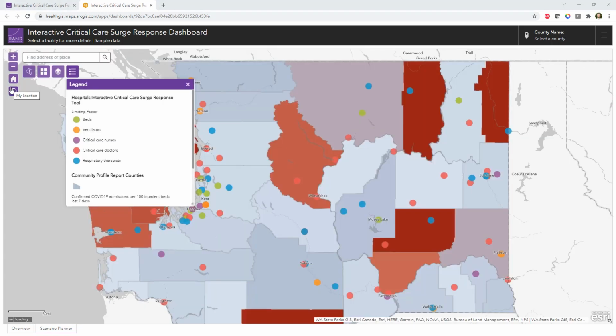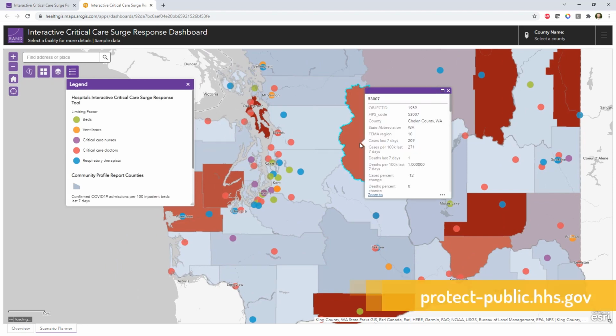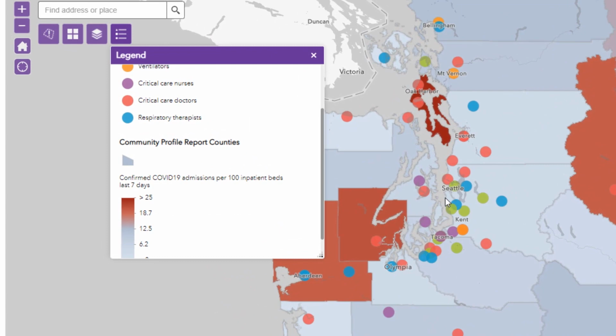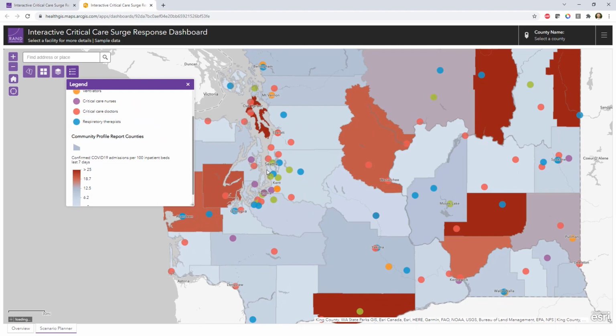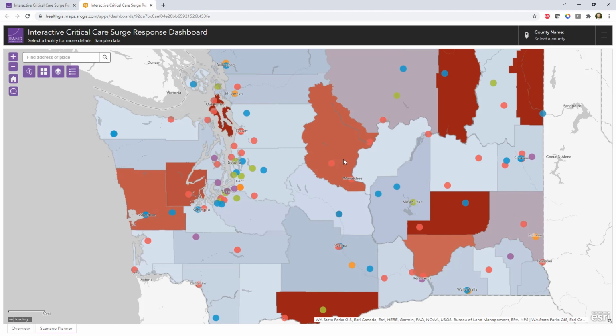Now, this is important in other apps where real-time information is necessary, like this configurable scenario planner tool. Using a data feed published by HHS and ArcGIS Online, I can visualize information from the Community Profile Report on HHS Protect. This dataset contains several key indicators of COVID-19 transmission and hospitalization. This map is currently showing the number of confirmed COVID-19 admissions per 100 inpatient beds in the last 7 days. And I can see which counties are experiencing the highest number of admissions highlighted in red.